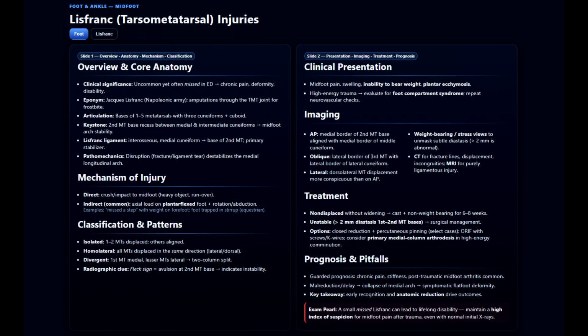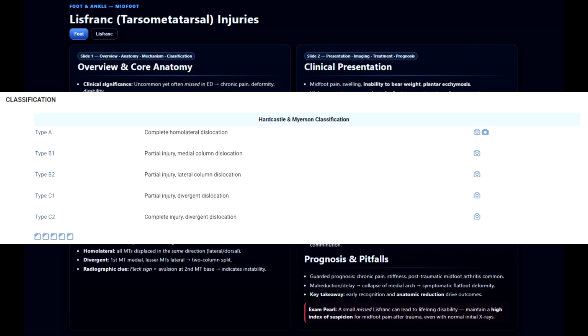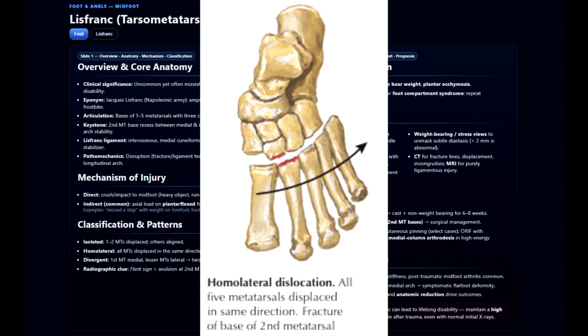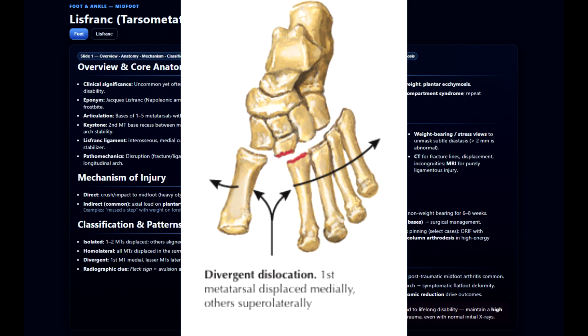Classification and patterns. Lisfranc injuries can be classified in different ways. The simplest and most clinically useful classification is by the direction of displacement. Isolated injuries involve displacement of only 1 or 2 metatarsals, while the others remain in place. Homolateral injuries involve displacement of all metatarsals in the same direction, either laterally or dorsally. Divergent injuries are the most dramatic, with the first metatarsal displaced medially and the lesser metatarsals displaced laterally, essentially splitting the foot into 2 columns.